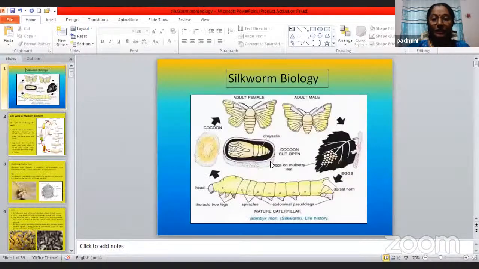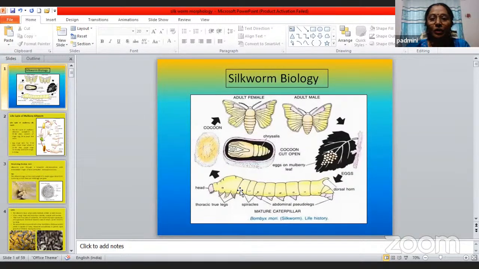So we'll start with the next chapter. We have already talked about sericulture and morphology, then we talked about the different mulberry trees and different strains of the silkworm that we get. That is, we talked about the mulberry, then we talked about the muga, eri, and tussar silkworms.